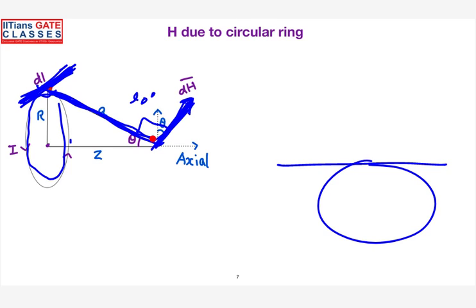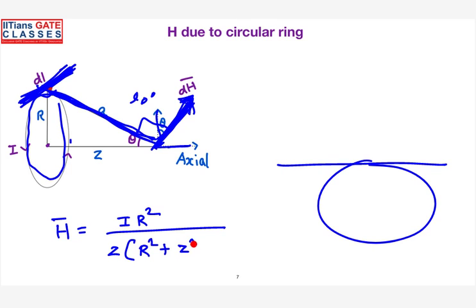So once I find the differential magnetic field in this direction, I can resolve it into the axial component and the transverse component. Clear? Good. So finally, what is the formula you are getting? The magnetic field intensity is equal to I into R square divided by 2 into (R square plus Z square) whole power 3 by 2.